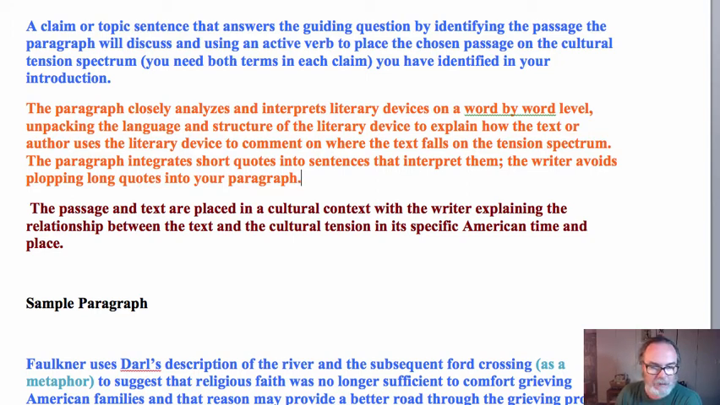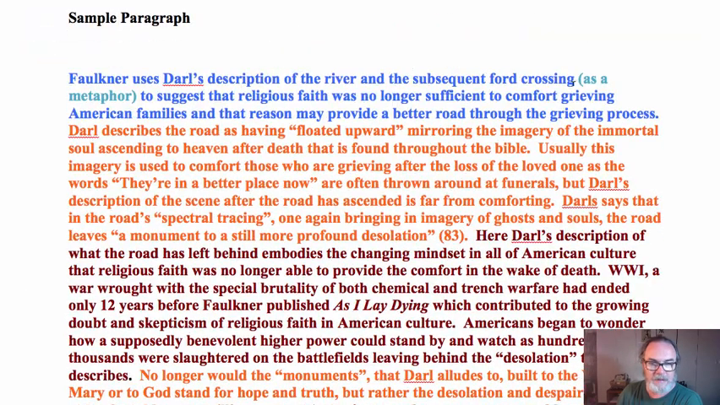So I've got a sample paragraph here, and we can see that this paragraph has all the elements to different degrees. The blue designates the claim. The orange represents the unpacking of specific language. The brown gets at the cultural context.